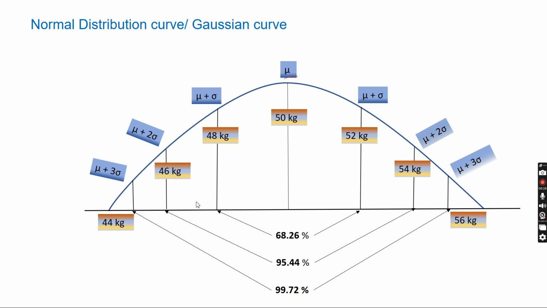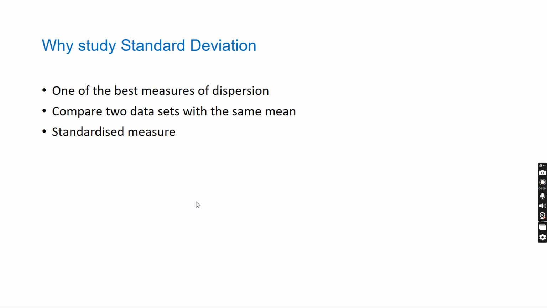Now let's move to how to calculate variance and standard deviation. Before that, why study standard deviation? Normally, standard deviation is one of the best measures of dispersion. If you have studied mean absolute deviation, we take the values and subtract the mean from them. But in that case, we ignore the sign, and that is mathematically incorrect. Whereas in standard deviation or variance, we square the difference. So it is mathematically more correct, a better measure of dispersion.